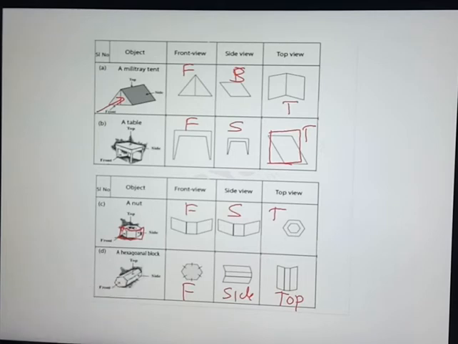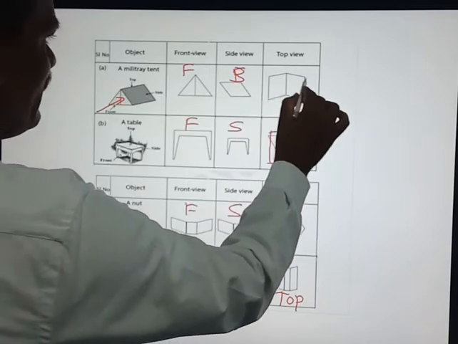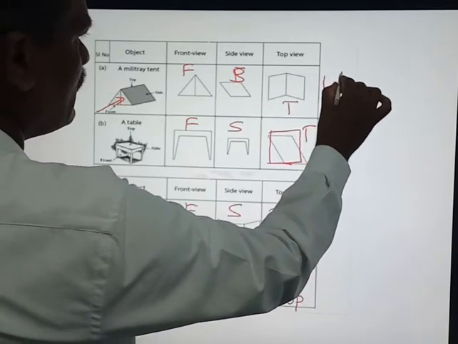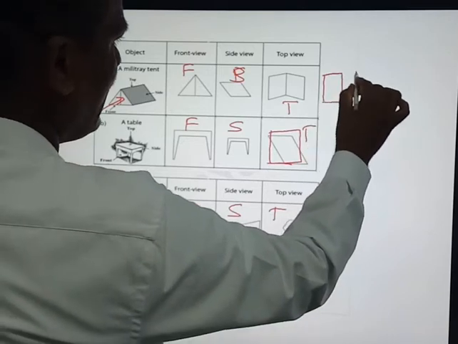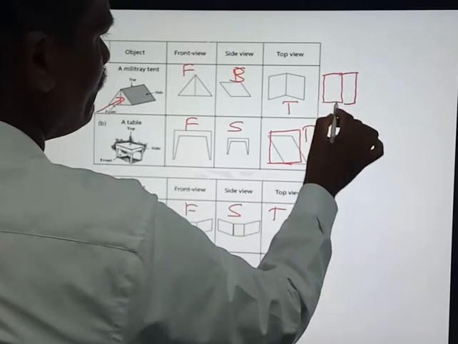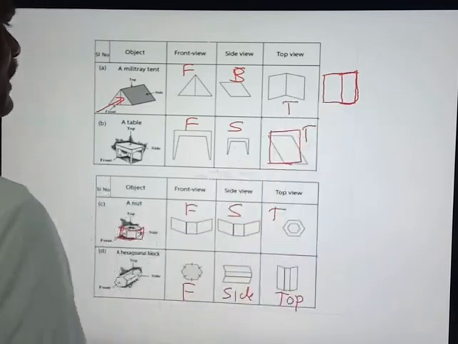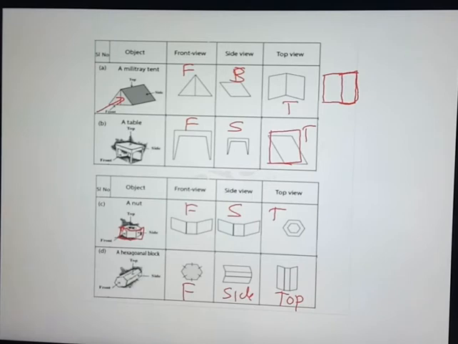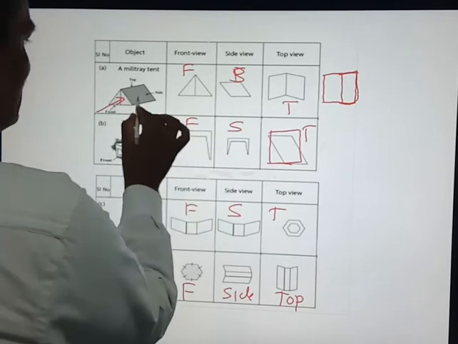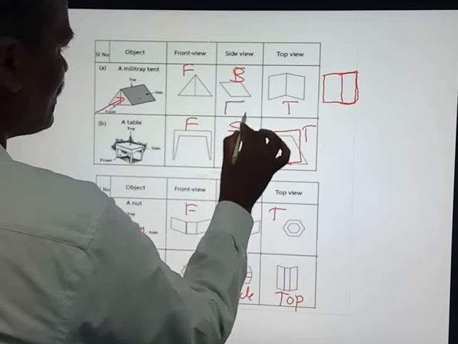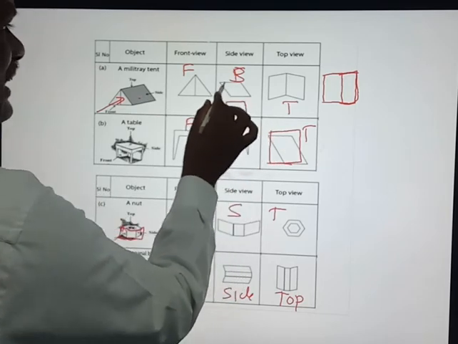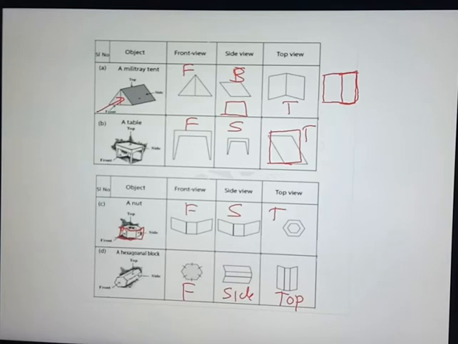This hexagonal block. Sometimes the tent looks like two rectangular pieces also in the top view, if you change the angle a little. But when you look from the top, it must look like this. And sometimes, at a certain angle, it looks like a small rectangle also. If you change a little bit sidewise, it looks like a parallelogram, and sometimes a rectangle is also possible. So these are the different views of the given solids.